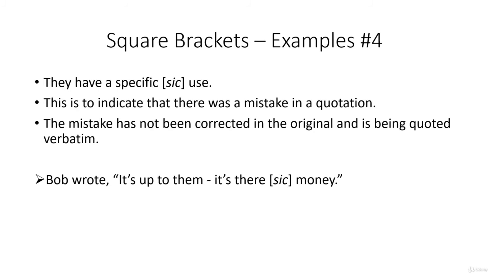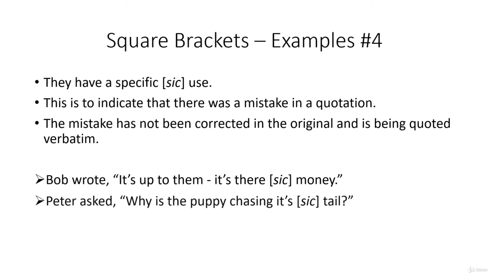Bob wrote, "It's up to them, it's their money." It sounds okay, but when we actually look at it, they've used the wrong form of their. It should be T-H-E-I-R. And so the person quoting what Bob wrote has written it exactly as he's done, and then after the wrong bit, he's added a sic to indicate that this was an original mistake in the quote.